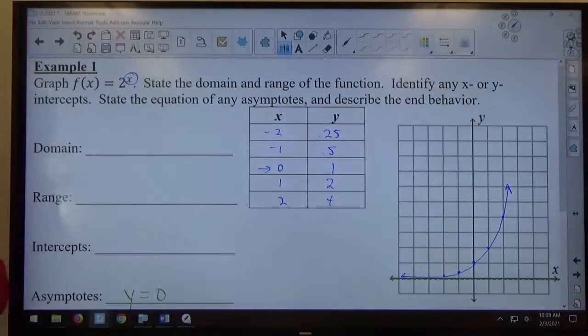So as you connect the dots, be very aware there's an asymptote there. You don't want to cross it, you want to get near it. So as you get further left on this one, the graph's getting closer to the asymptote, but never ever reaches it.